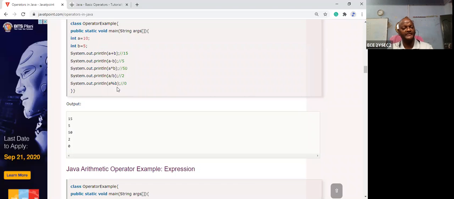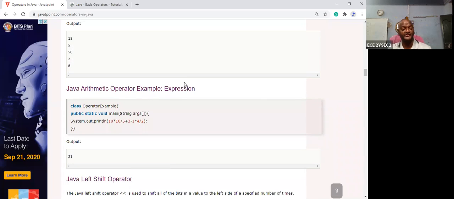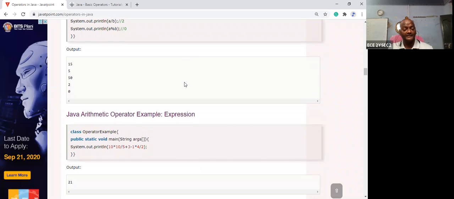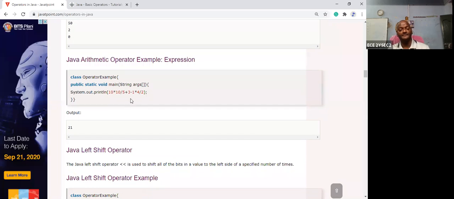Suppose you already know this is the modulo operator, this is the division operator, and this is the multiplication, subtraction, and addition. This is a very, very important thing. Next, all of you please check this answer. So let us take this expression: 10 into 10 divided by 5 plus 3 minus 1 star 4 by 2. So here you will get confused.